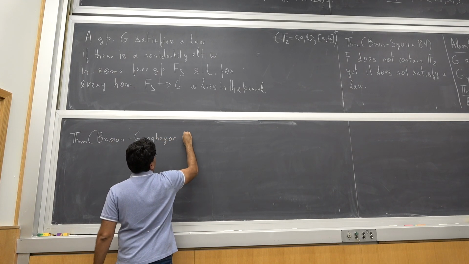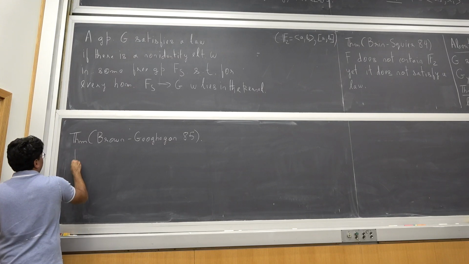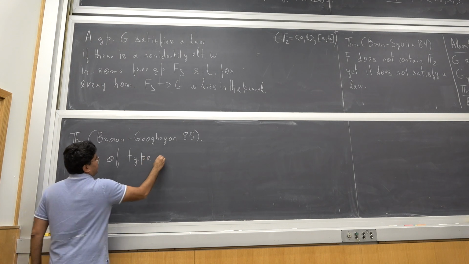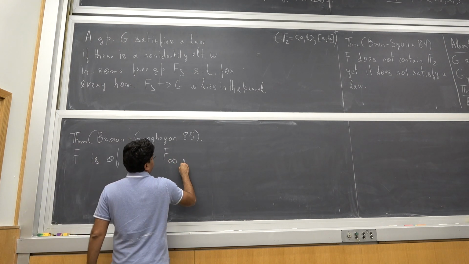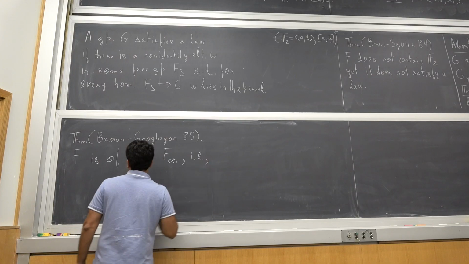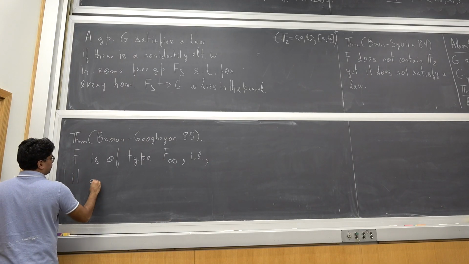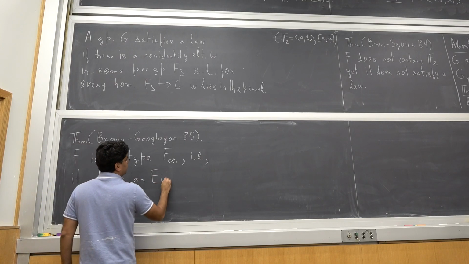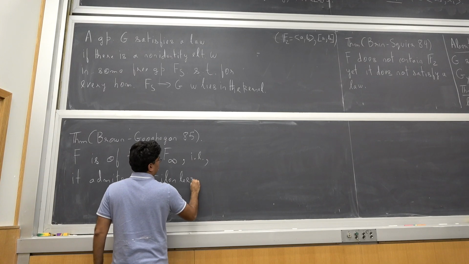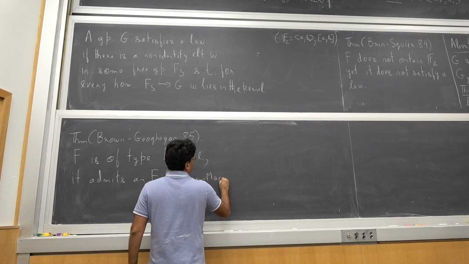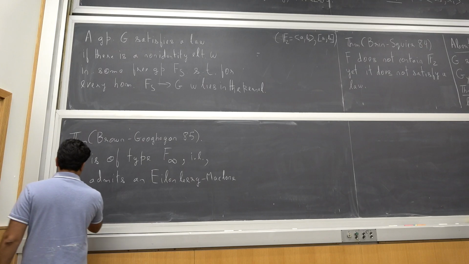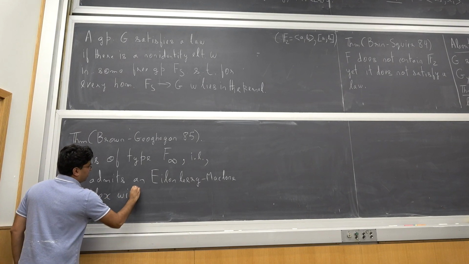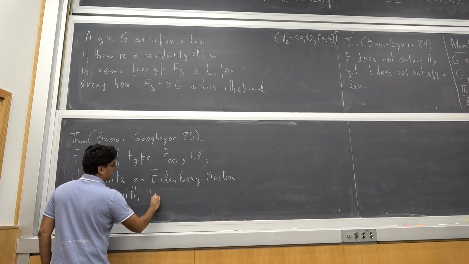This is from 1985. The group F is of type F infinity, which means that it admits an Eilenberg-MacLane complex with finitely many cells in each dimension.